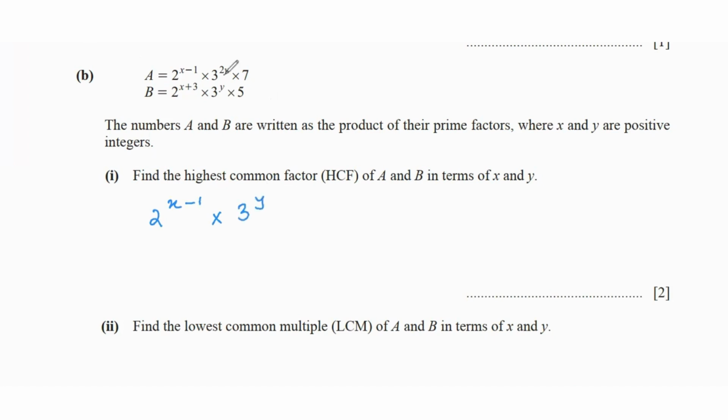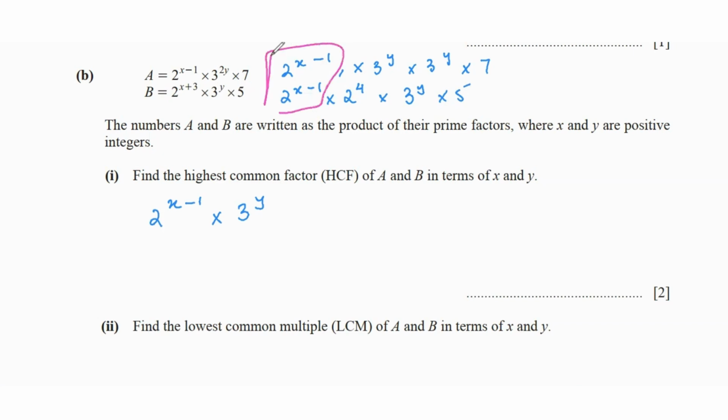Now, how do we get that? If we split A, that's 2 to the power of x minus 1 times 3 to the power of y times 3 to the power of y times 7. B is 2 to the power of x minus 1 times 2 to the power of 4, because x minus 1 plus 4 is x plus 3, and then 3 to the power of y times 5. So now if you notice, the highest common factors are these and these. So 2 to the power of x minus 1 times 3 to the power of y.